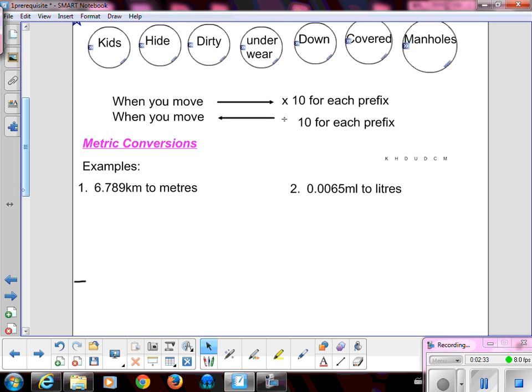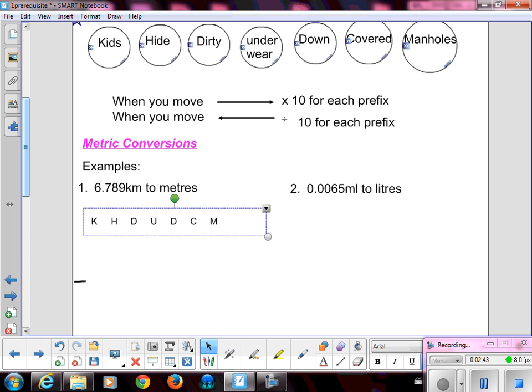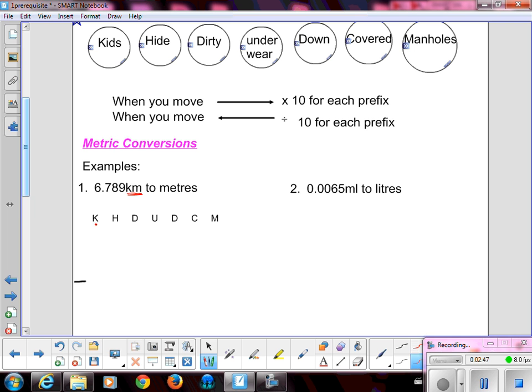Okay, the first example is 6.789 kilometers to meters. So the first thing I need to do is bring up that kids hide dirty underwear down covered manholes. And what I do is I'm at kilometers. Kilometers is here. And I want to go to meters. Now meters is not the M at the end. That's for millimeters. I want to go to the unit.